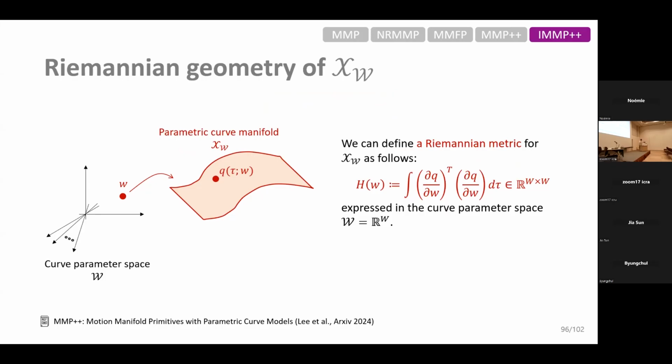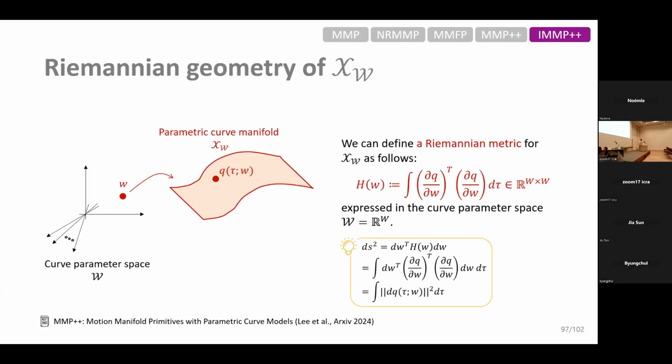And then as a next step, we can define a natural Riemannian metric for the manifold X_W. It is defined as the integral of dq/dw transpose dq/dw over tau. Then it is a large W times large W positive definite matrix. You can easily understand the meaning of it by looking at how this metric defines the length of dw. It integrates the norm of the configuration's displacement vector dq with respect to tau.